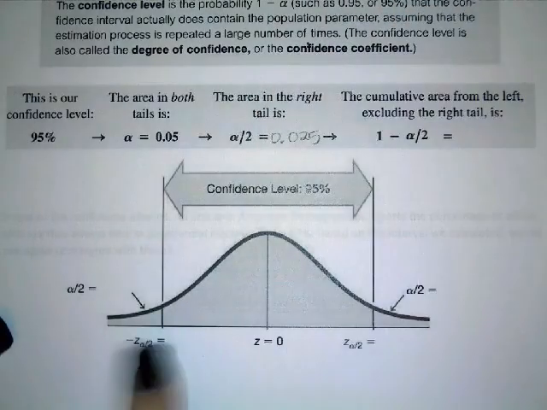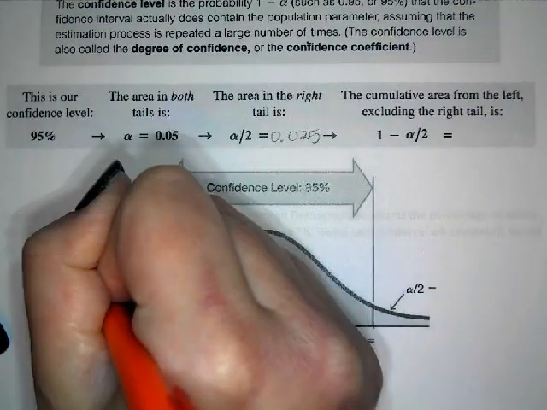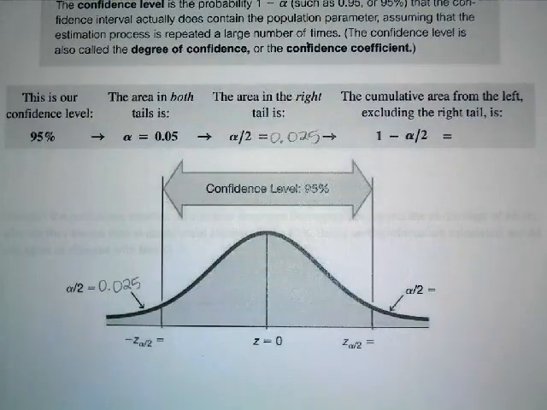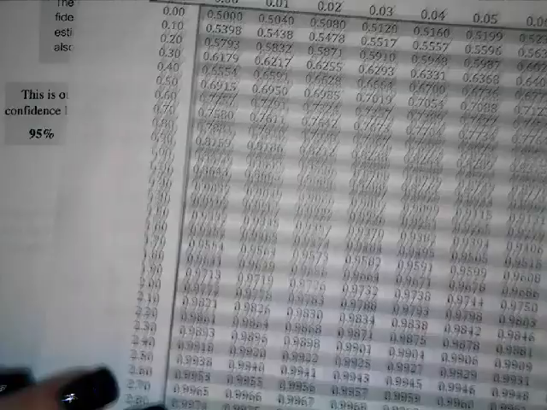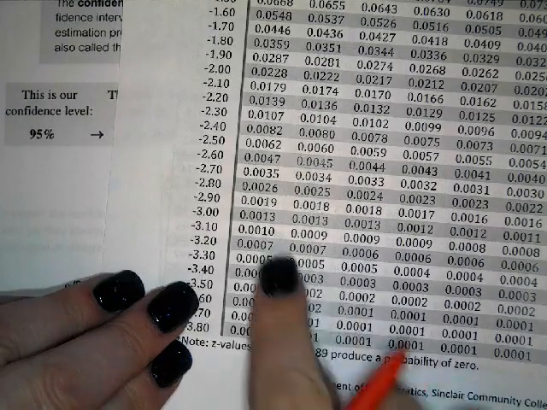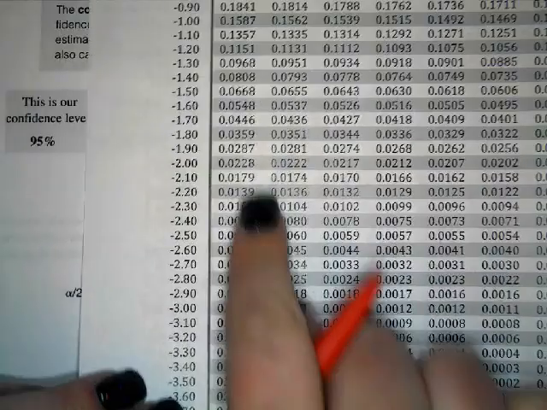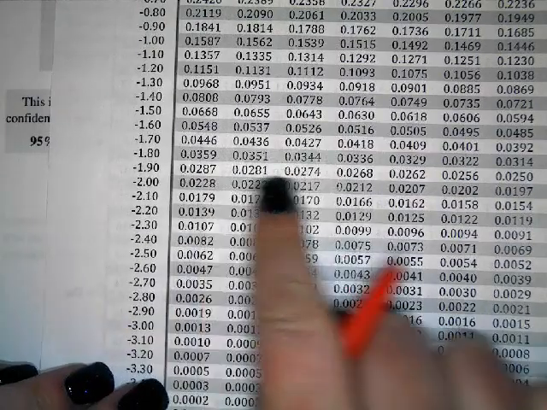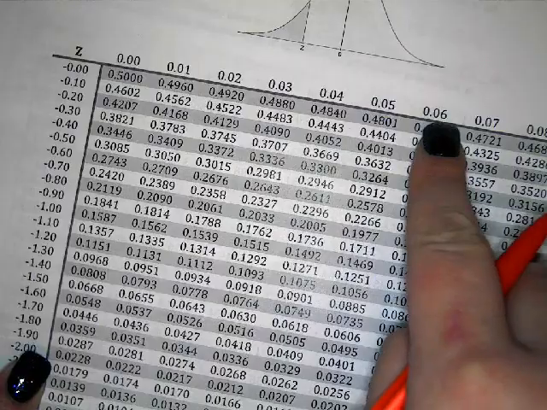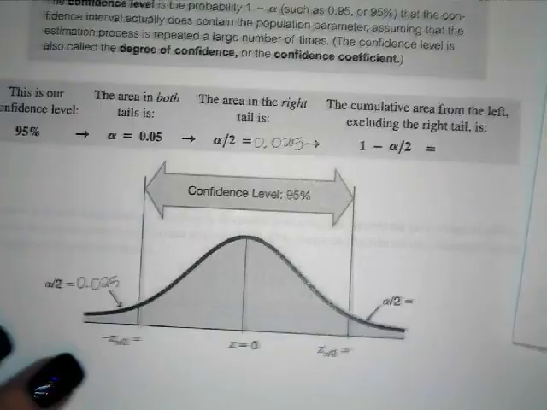So if I look for that critical number using my chart, I want the z-score that gives me the probability 0.025, 0.025 right here, and it's negative 1.96. Negative 1.96.